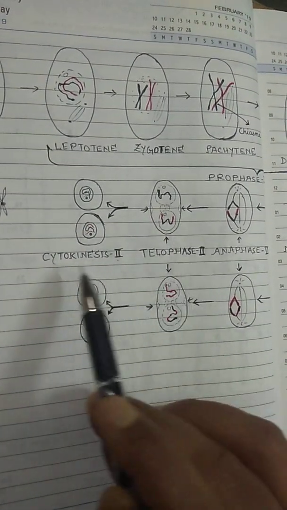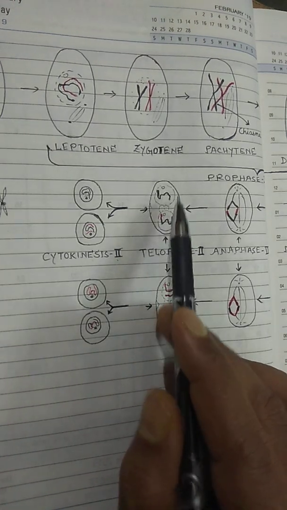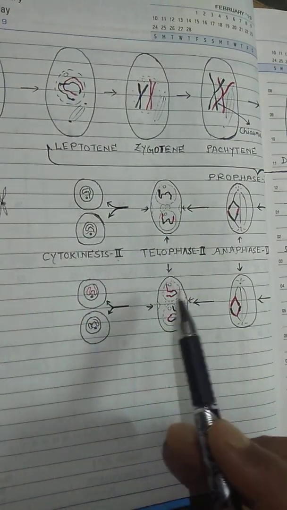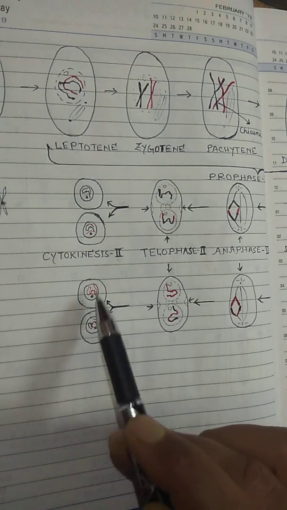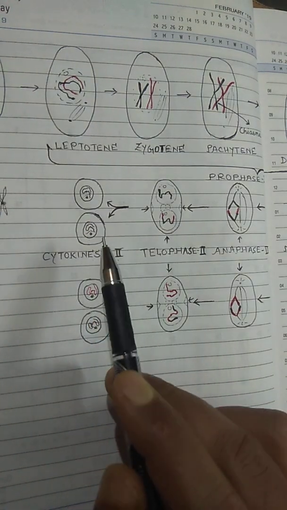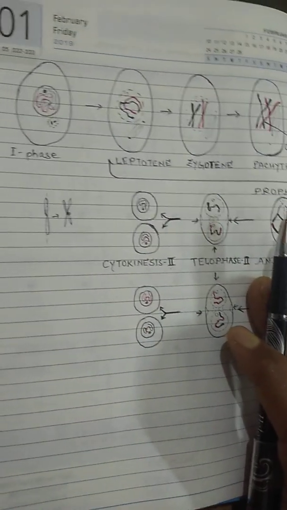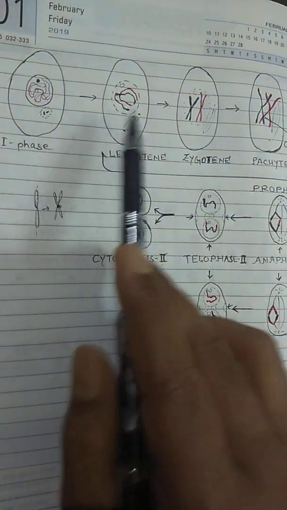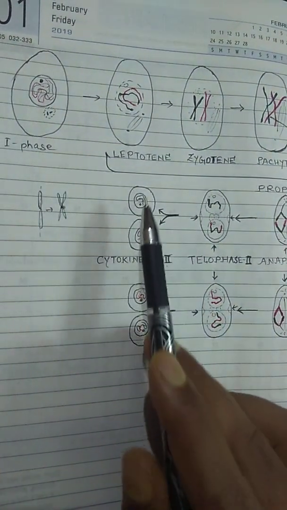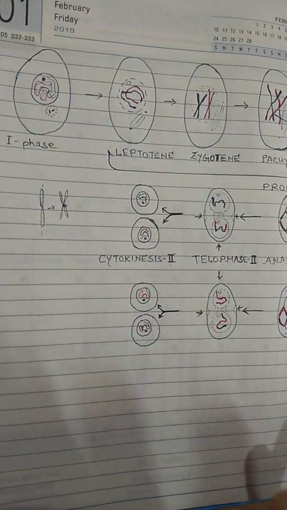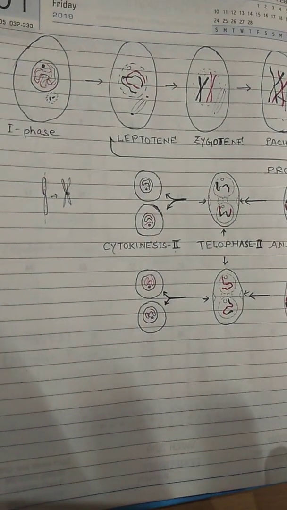So after telophase 2, we have cytokinesis 2. The cell will divide. This will divide to form two cells, with one chromosome each. So what we find is that in case of meiosis, we begin with one cell, and we end up with 4 daughter cells having half the number of chromosomes.